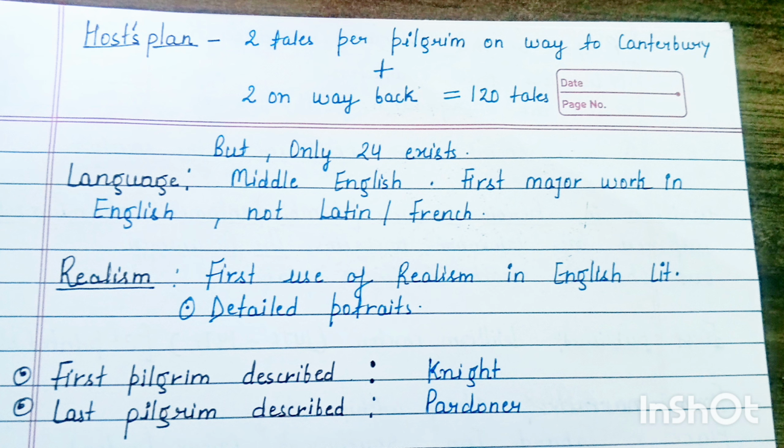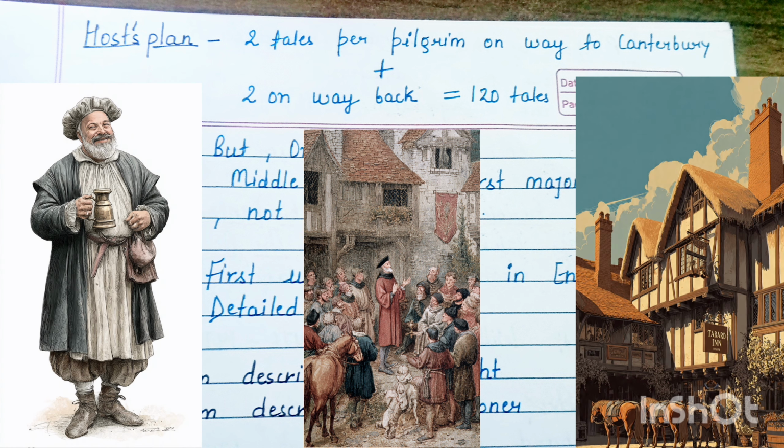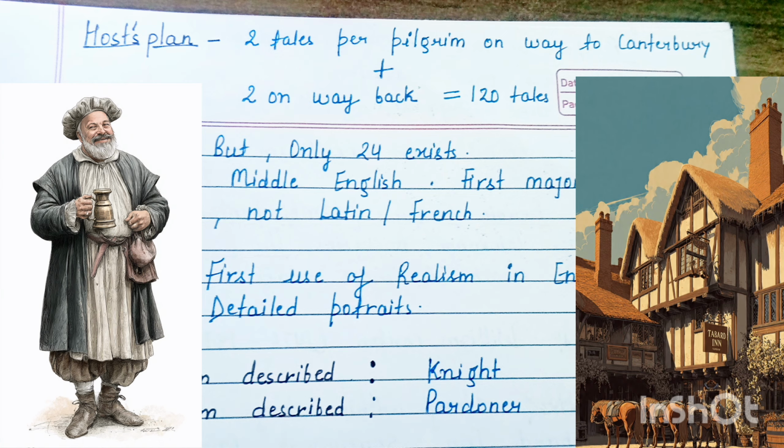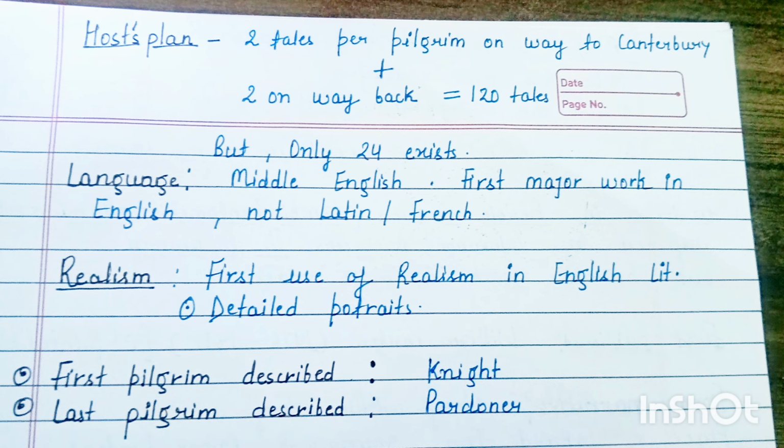So what happens is that when all these pilgrims are staying in the Tabard Inn, the host of the Tabard Inn suggests a proposal that in order to entertain themselves during the journey, each one of the pilgrims will narrate 2 stories while going to the Thomas Becket shrine, and 2 stories while coming back from the Thomas Becket shrine.